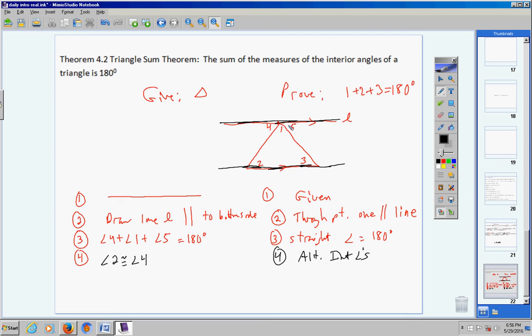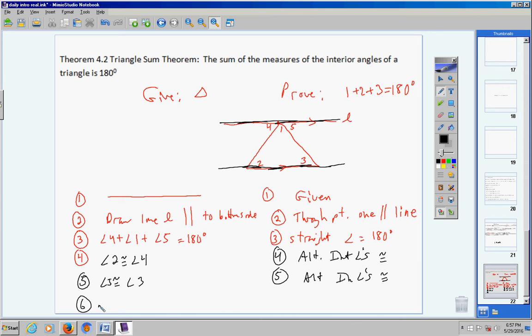Now look at this. I've got a transversal over here. See it? 2 parallel lines cut by a transversal. Look at this. 5 and 3 are alternate interior angles. So I can state that angle 5 is congruent to angle 3, by alternate interior angles are congruent. And then lastly, we're done.